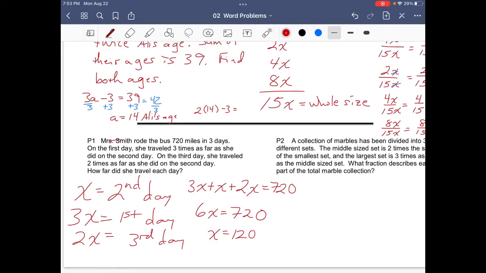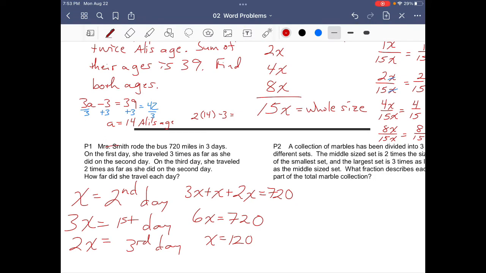So this is the kind of problem where we want to make sure that we go back and answer the question. I can put a little 120 here. I need three 120s. That's going to be 360. And then I need two of them. That's going to be 240. But I want to go back and make sure I answer the question. Technically, these numbers here are my answer.